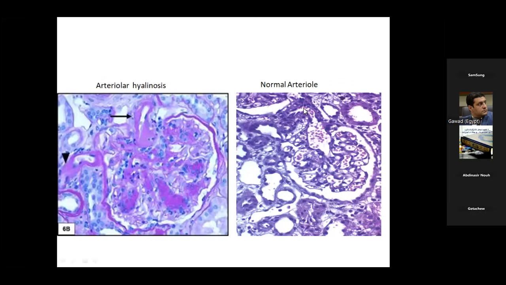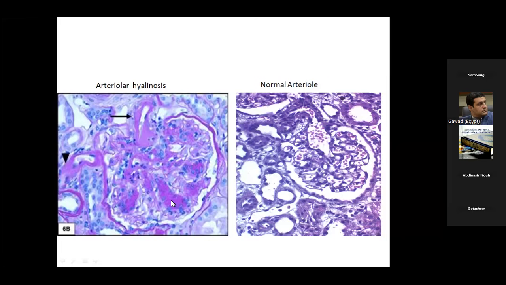And this slide will compare the normal arteriole, which is the afferent arteriole, versus the arteriolar hyalinosis, which by chance in this cut shows us the afferent and efferent arteriole, and both are hyalinized. That's hyalinosis. Compare the wall of this arteriole with the normal one. It's a little bit thick and pinkish colored, and that's the hyalinosis.